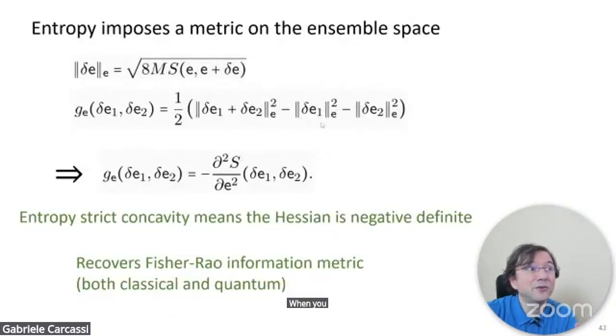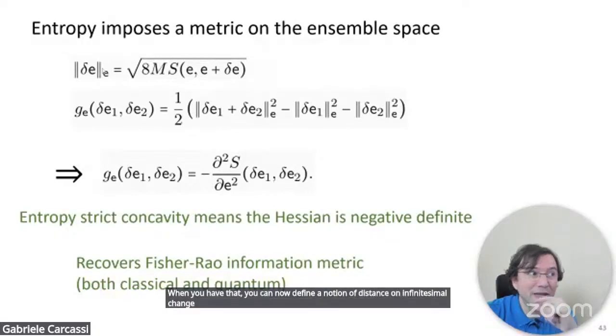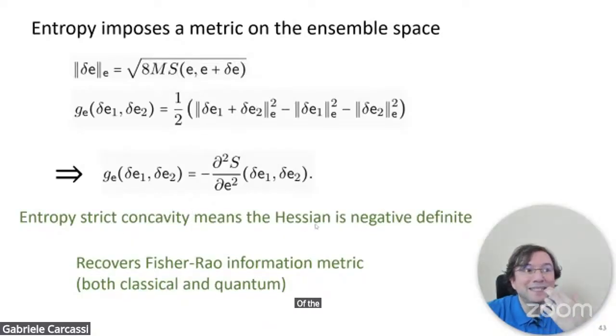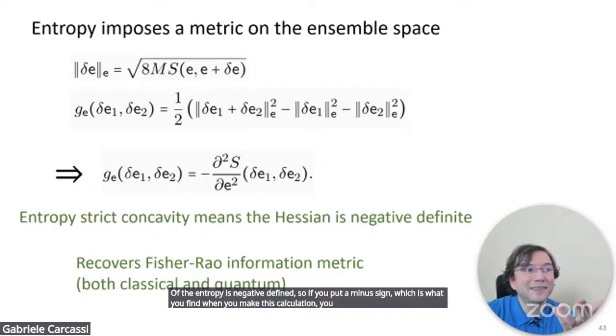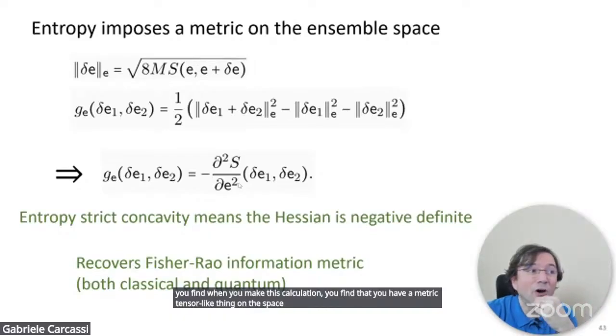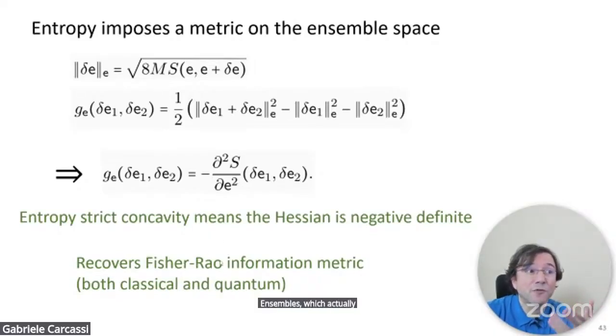When you have that, you can now define a notion of distance on infinitesimal change, on variation. And then what you find is that the strict concavity means that the Hessian of the entropy is negative definite. So if you put a minus sign, which is what you find when you make this calculation, you have a metric-tensor-like thing on the space of ensembles, which actually recovers the Fisher-Rao information metric for both classical mechanics and quantum mechanics.